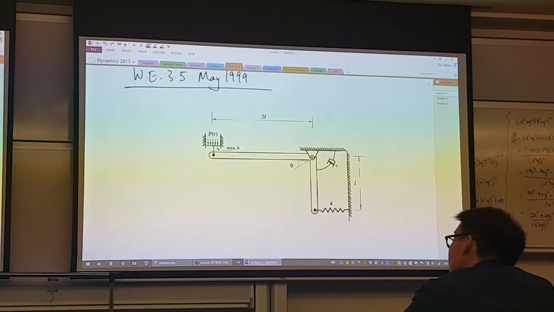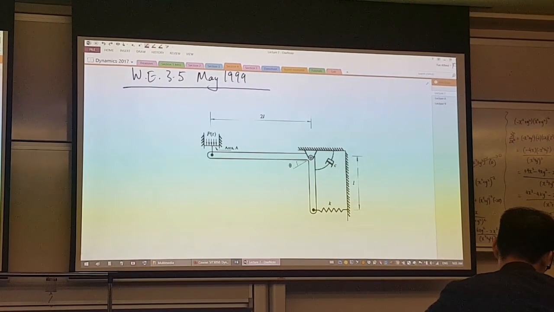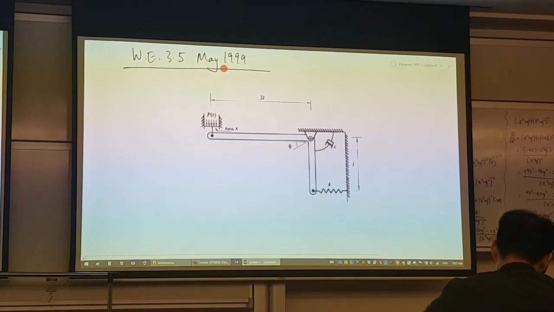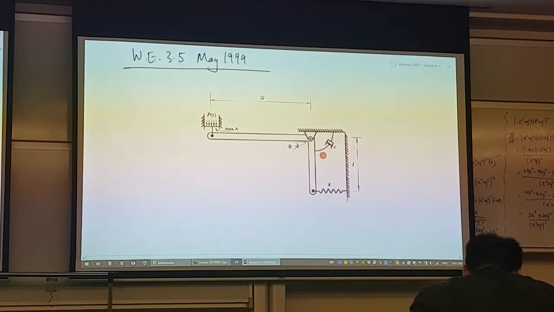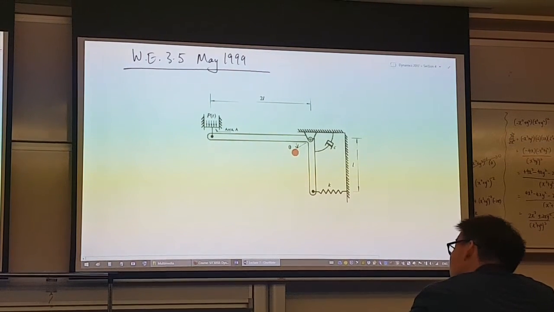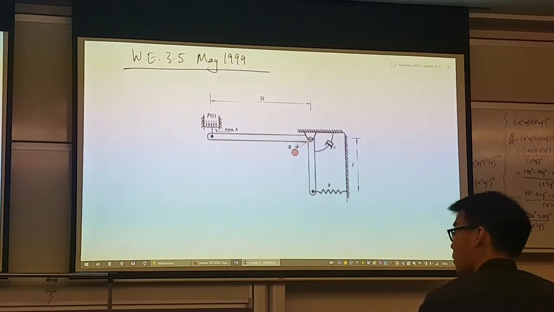This question, May 1999, is an exam question. So what is not stated here? In 1999, I wasn't there yet, so I couldn't say, please include arrow. So there will be an arrow over there. So this question has got a rigid frame. So this L-shaped thing is called a frame.